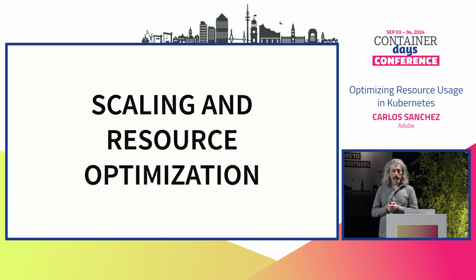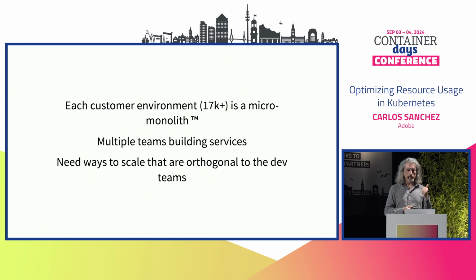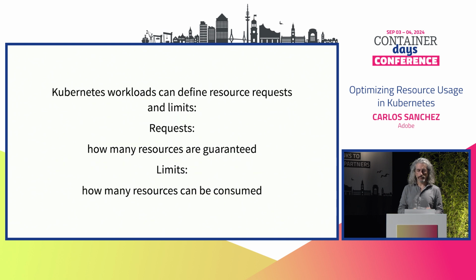What you're here for is more about the scaling and resource optimization. We now have more than 17,000 environments. We have multiple teams building services, so we're looking for ways of scaling that are orthogonal to development teams. Yes, we can go to development teams and tell them, change your code, change this, change that, so this works better in the cloud. But that involves a lot of work from the development team. So we're looking for ways to optimize at the infrastructure level, and this is what Kubernetes provides us.